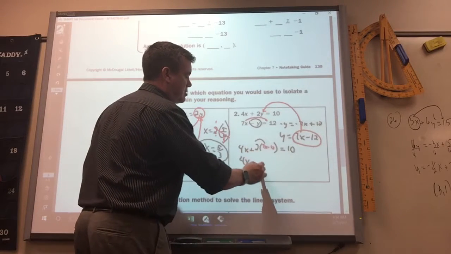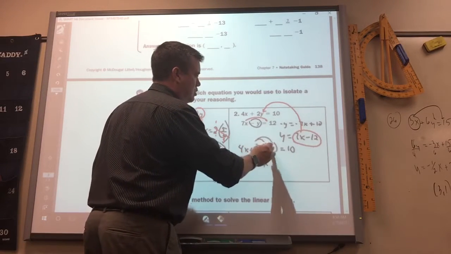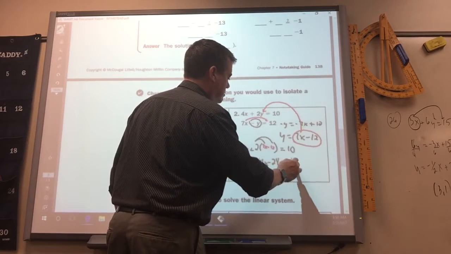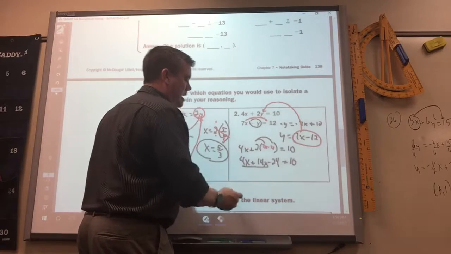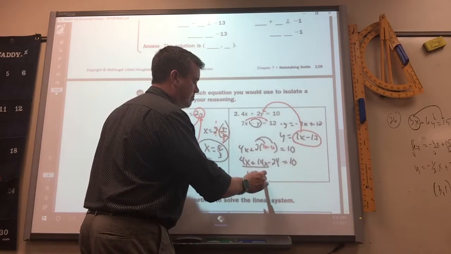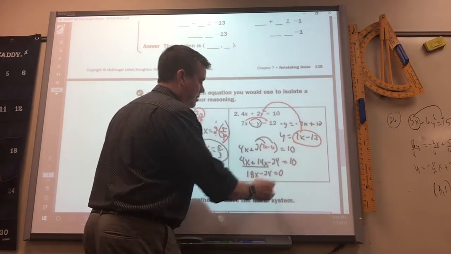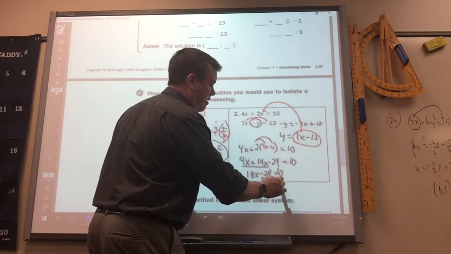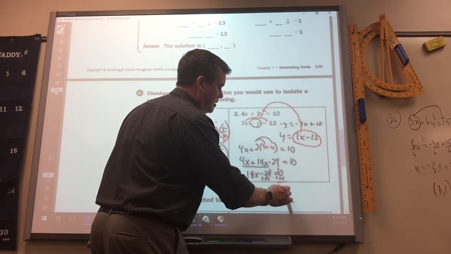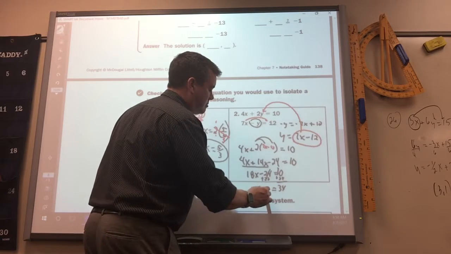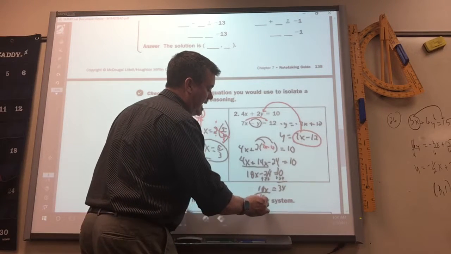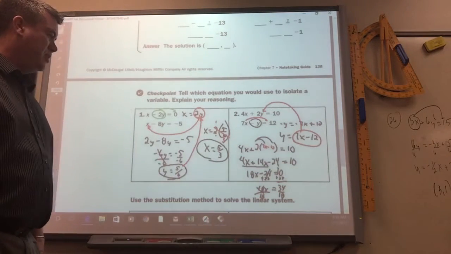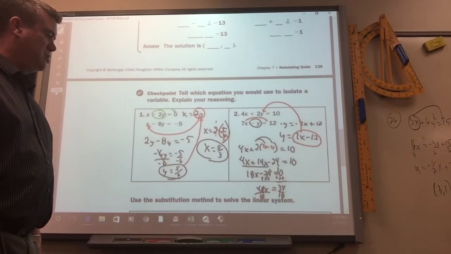2 times 7x is 14x. 2 times negative 12 is negative 24. You can combine the x's. Oops, 10. So I've got to add 24 and get another odd fraction. Divide by 18, and I get 34/18, which would reduce to 17/9.